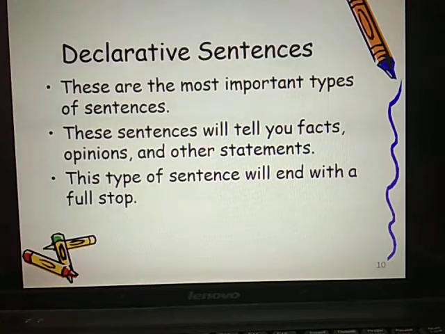So what is a declarative sentence? These are the most important types of sentences. These sentences will tell you facts, opinions and other statements. Means it is generally the statement. This type of sentence will end with a full stop.